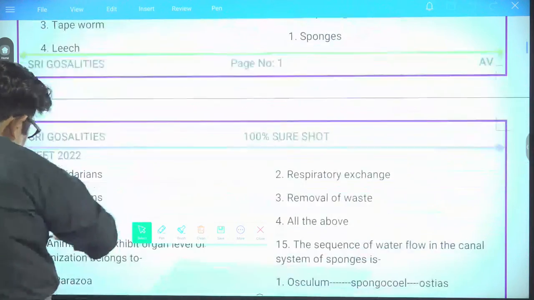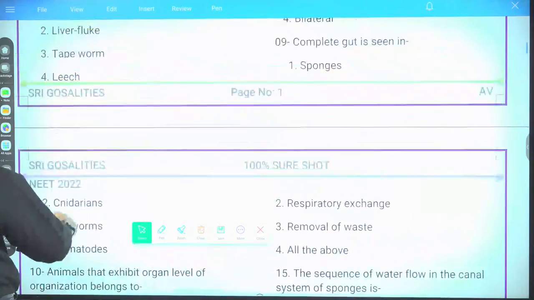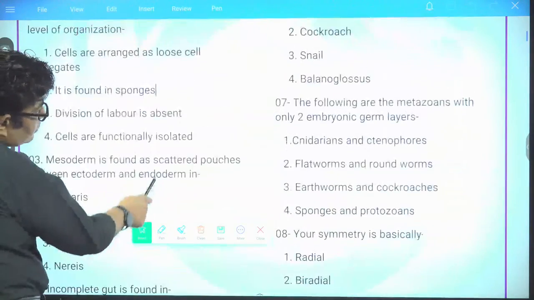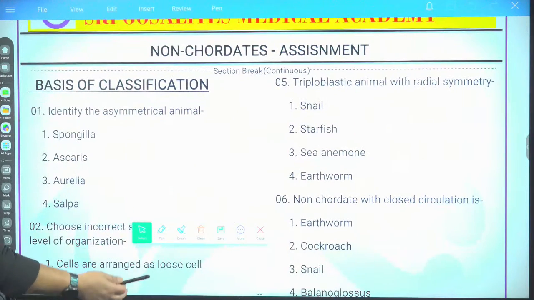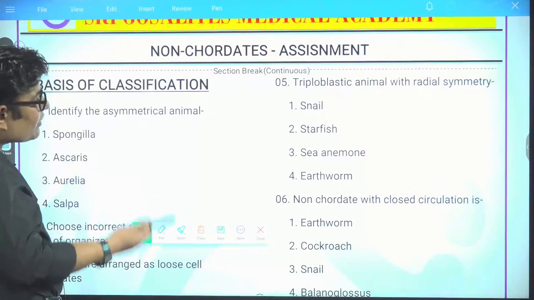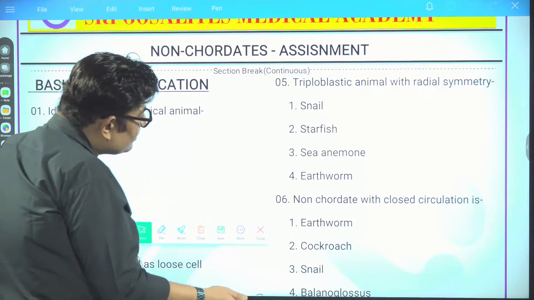Now, next question. Let's do two more questions. Whether you are getting confidence or not, I am getting confidence that yes, you will do well.